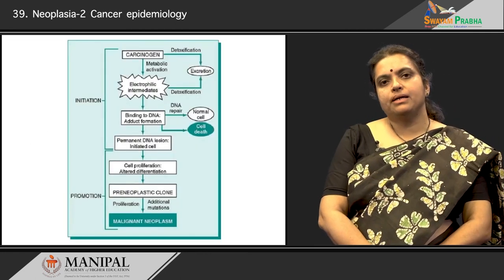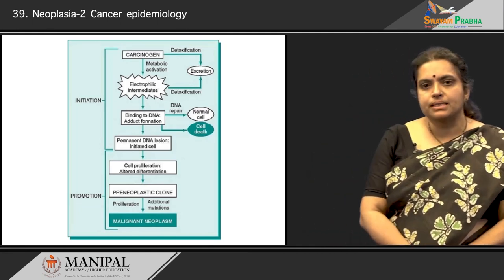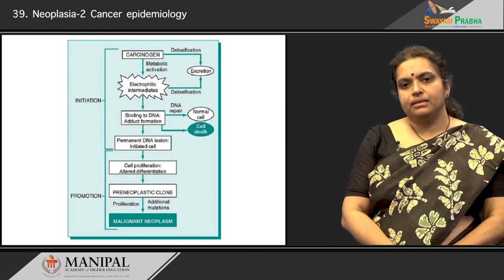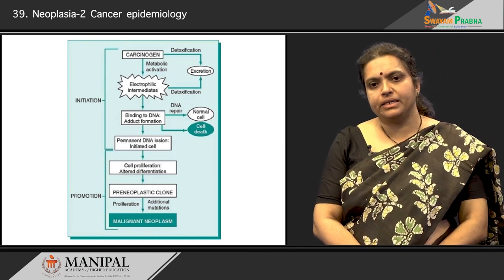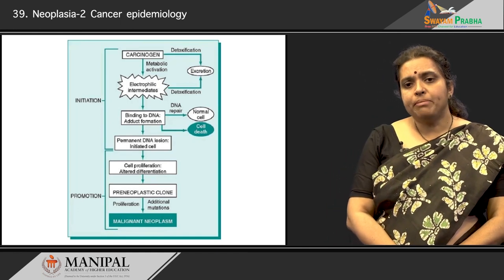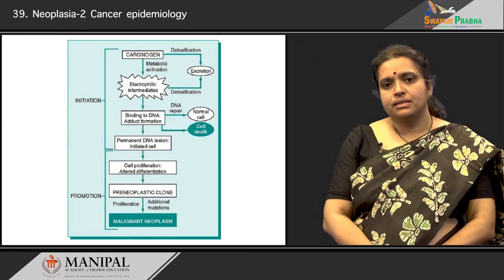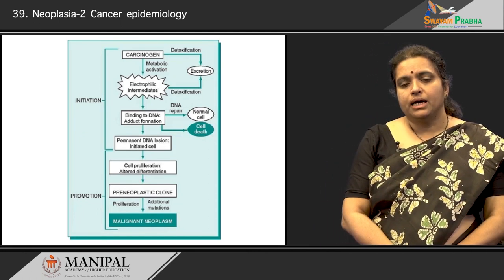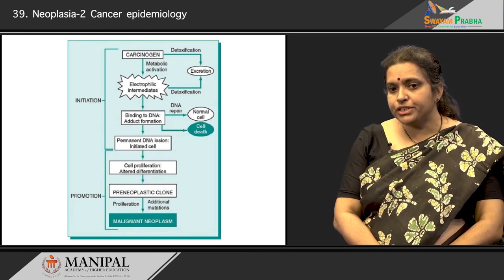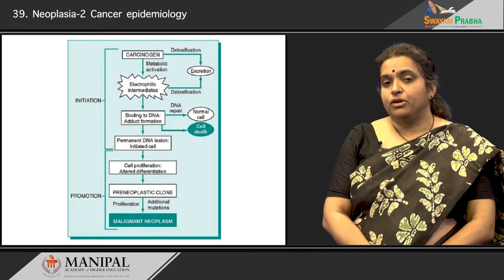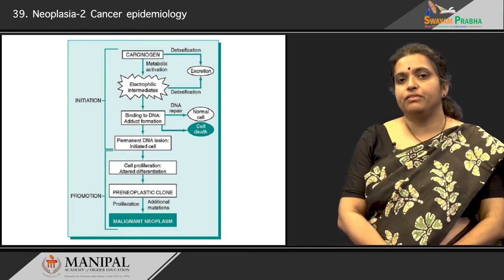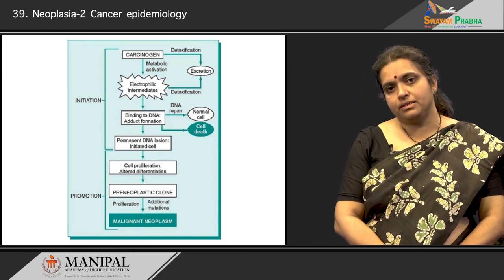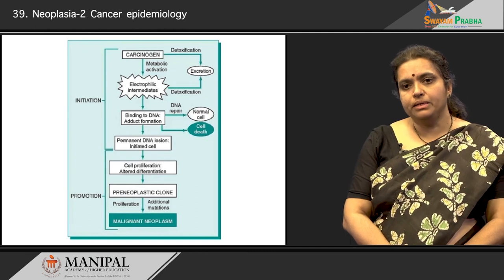So, this is a picture that shows the two processes. You have a carcinogen which gets metabolically activated, and the active ingredient is the electrophilic intermediates, and they bind to the DNA forming the adduct, and that forms a permanent DNA lesion or a mutation. If these cells undergo proliferation, they form a pre-neoplastic clone, which ultimately forms a malignant neoplasm. The first part of this process is known as initiation, and the second part is known as the promotion.